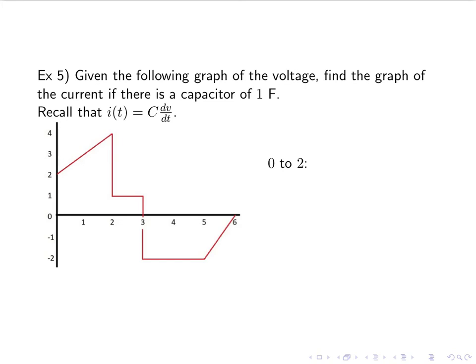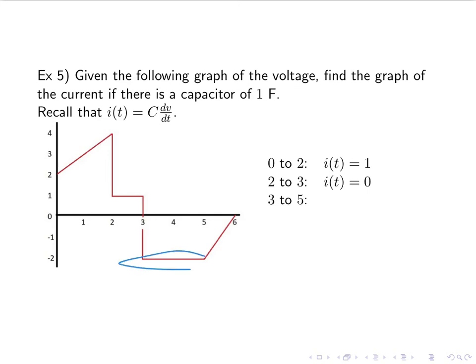So I have the fact that I've got starting at 0, 2 and ending at 2, 4. This has a rise of 2 and a run of 2. So the slope, which is the derivative, is 2 over 2, which is just 1. So I of t is 1 from 0 to 2. From 2 to 3, I have a horizontal line. And remember, the derivative of a horizontal line is 0. So I of t is 0 times 1, which is 0.